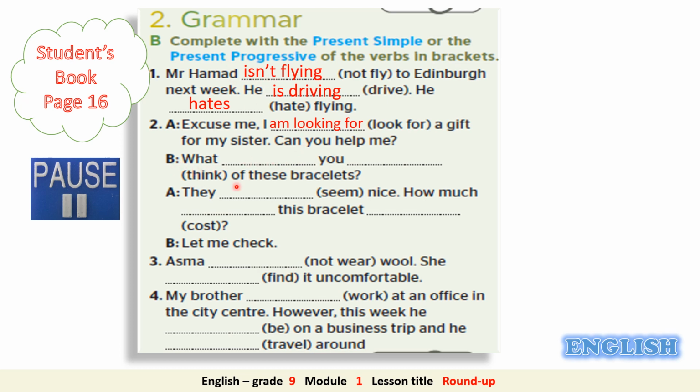Now B, "What do you think of these bracelets?" Excellent. What do you think? Why? Because think is a verb of perception or opinion. It's a stative verb, so we use present simple. And for the questions here we use do because the subject is you.